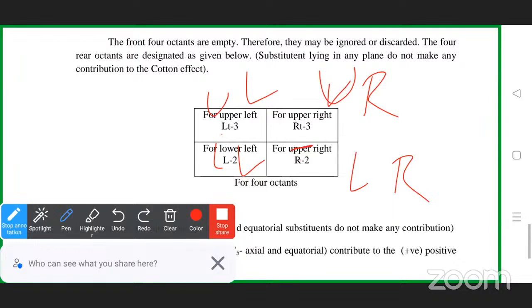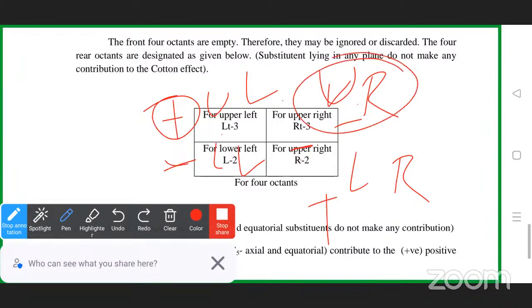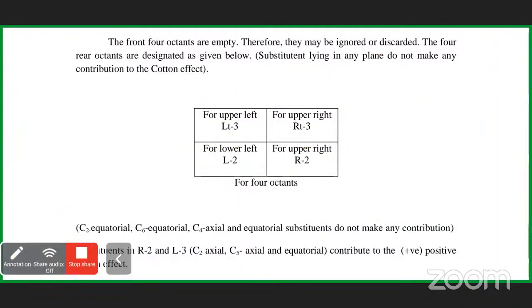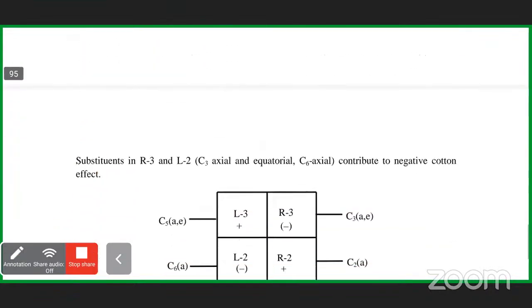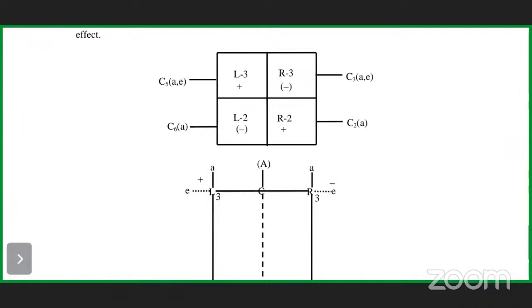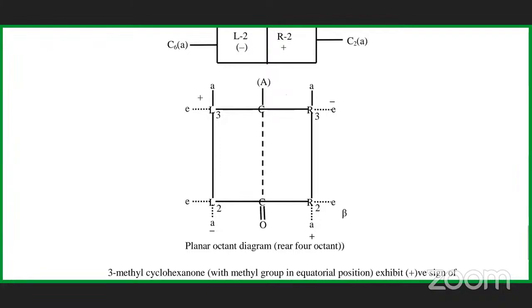And you see here, this is the positive sign, and this is the negative sign. So upper left is a positive sign, upper right is a negative sign, lower left is a negative sign, and lower right is a positive sign. Now you take the chair conformation of your cyclohexanone and see in which coordinate the groups are falling. Based on that, we can assign the configuration. For example, in the application part, we'll see.